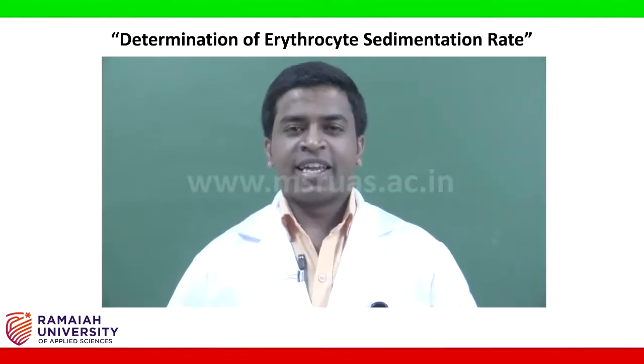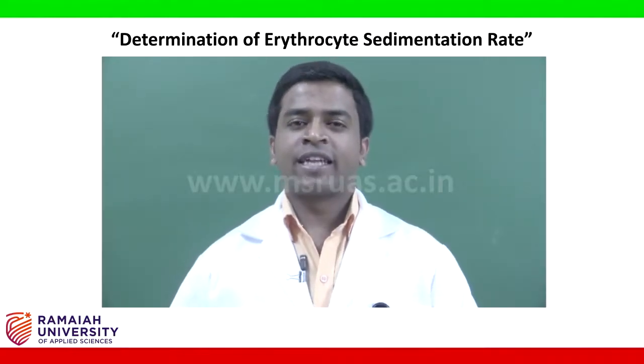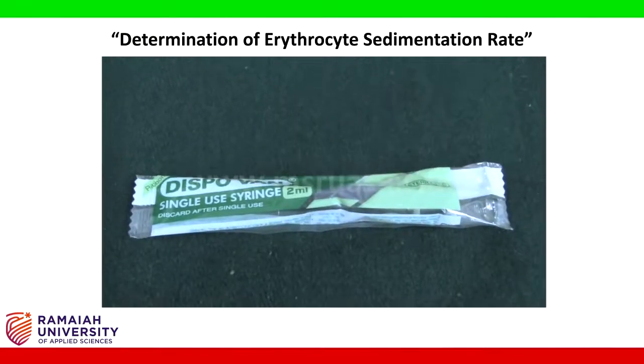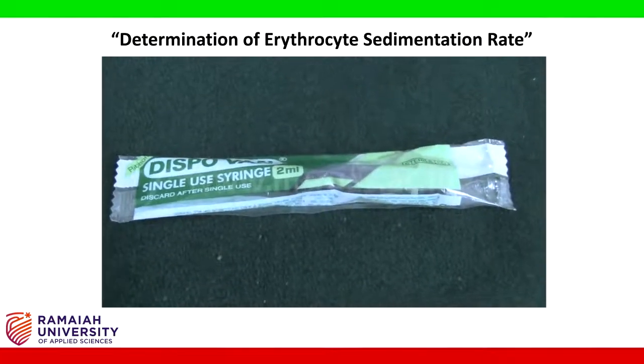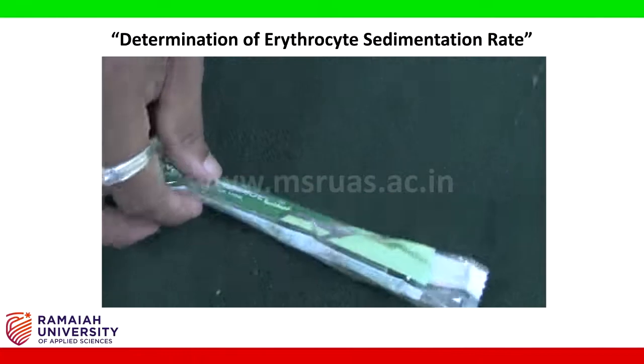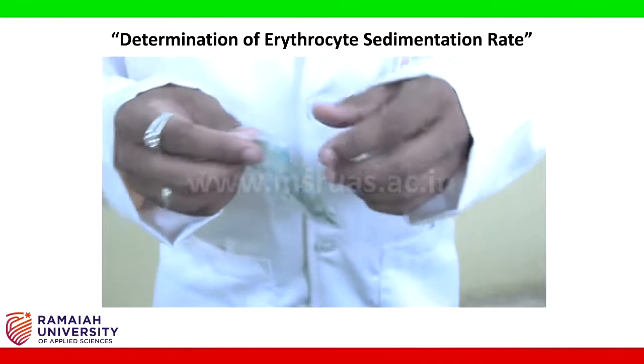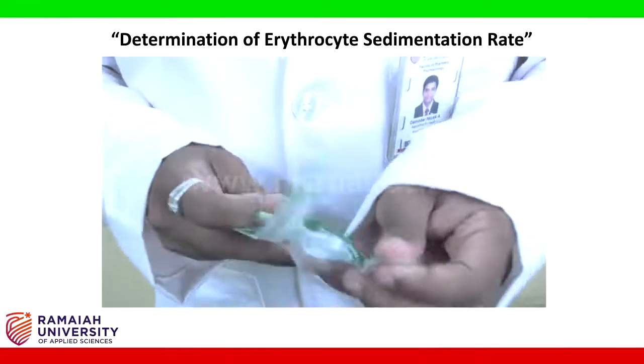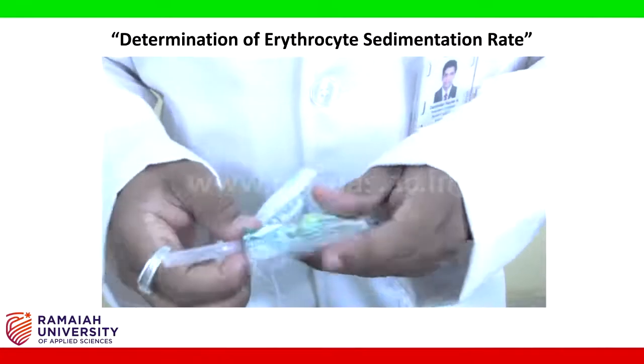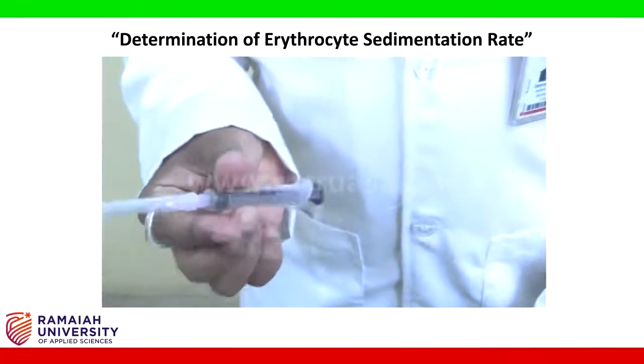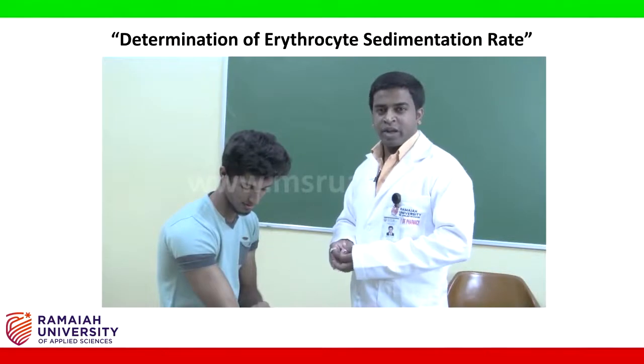Now let us start the experiment. First, let us collect the blood. We will collect the blood using disposable syringe. Now we will collect the venous blood.